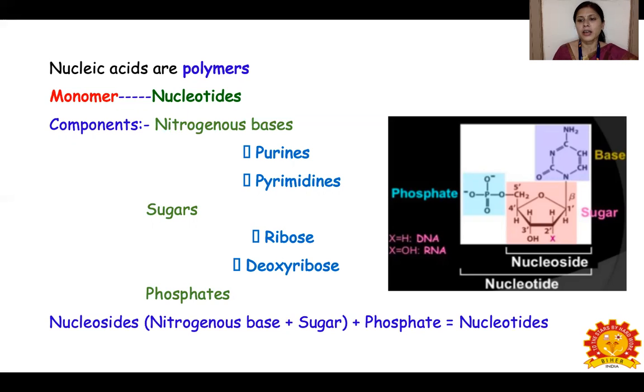If you see the picture, in the RNA case it is ribose, but in the case of DNA it is deoxyribose. That means at the carbon 2' position there is no oxygen, so that is why it is called deoxy. There will also be one phosphate group, so a nucleotide is made of a nitrogenous base, sugar, and phosphate. If you take only the nitrogenous base and the sugar, that is called a nucleoside. So nucleotide equals nucleoside plus phosphate.